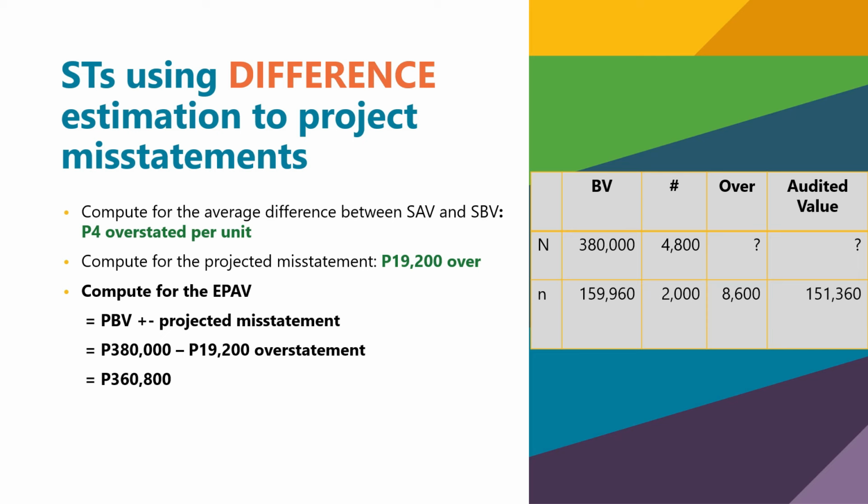360,800. Now, I know I shouldn't be telling you this, but I can't help but remind you that our example is an overstatement. That's why we are deducting it. So if it's an understatement, then we have to add it to the book value.